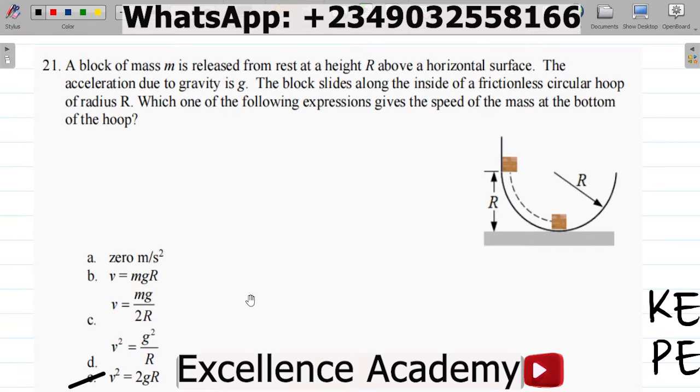All right, guys, so this is the end of the general physics examination revision, right? I hope you've learned a lot from question 1, question 2, question 3, up to question number 21, all right?